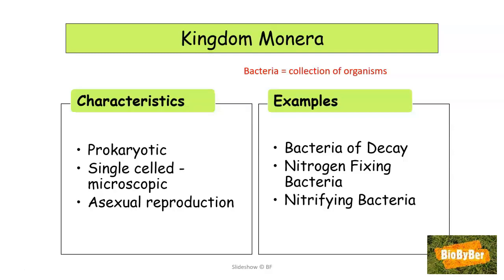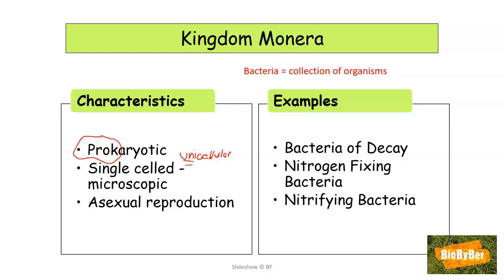Now, what are the characteristics of Kingdom Monera? Well, the first characteristic is that the cells are prokaryotic. This means they have no true nucleus. They have no membrane-bound nucleus or membrane-bound organelles. If you would like to learn a little bit more about this term, then take a look at a previous video. The organisms in Kingdom Monera are also single-celled or unicellular. Uni means one, so unicellular means one cell big. They are therefore microscopic.